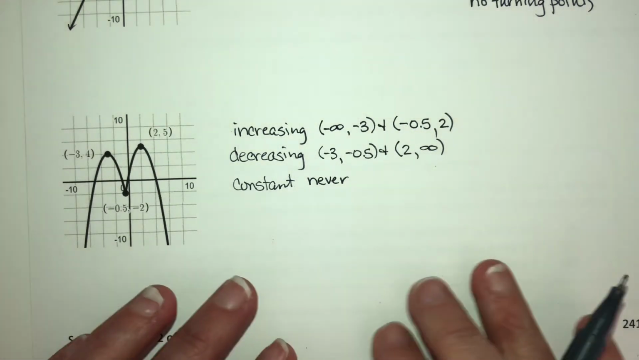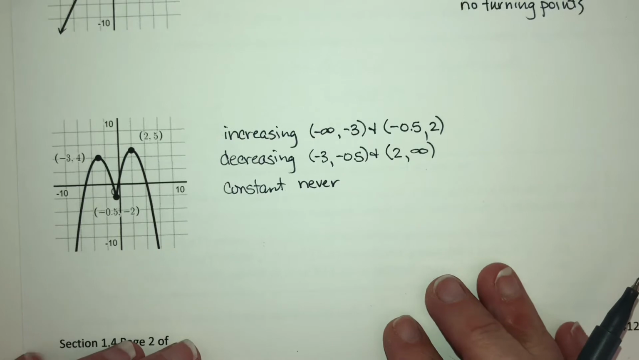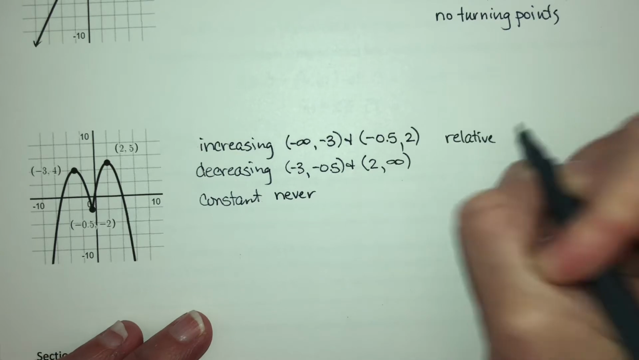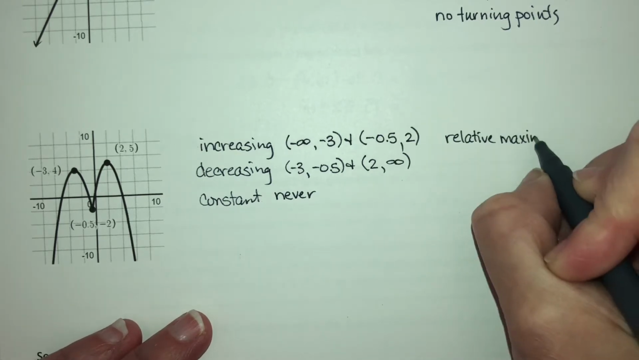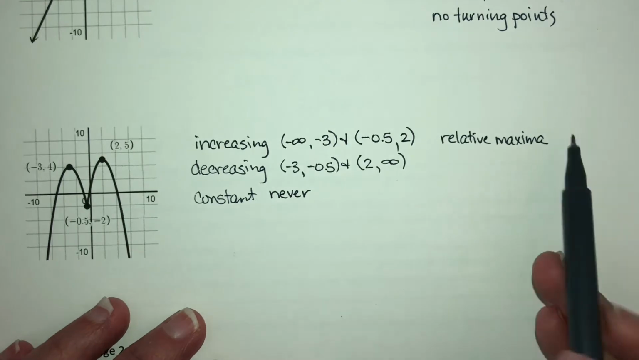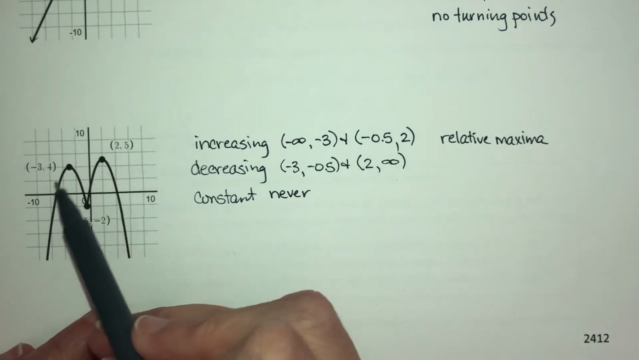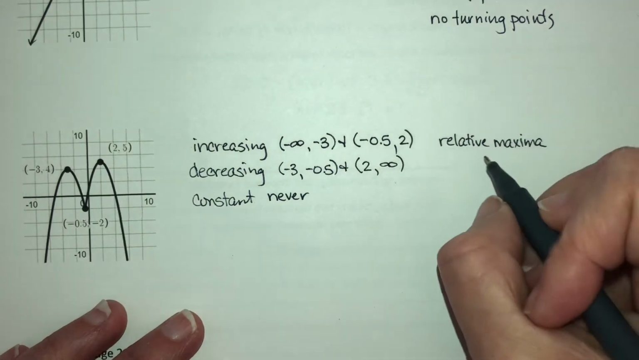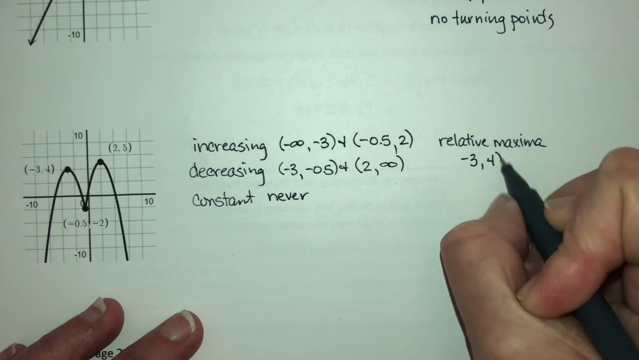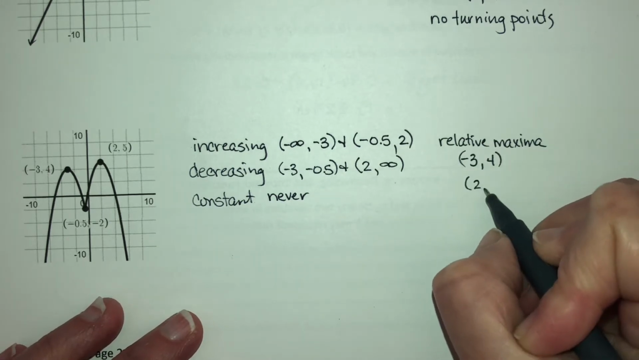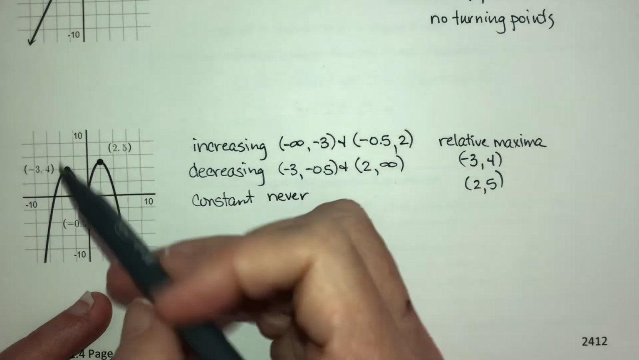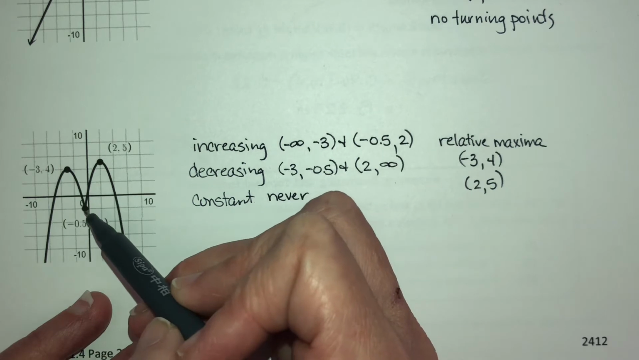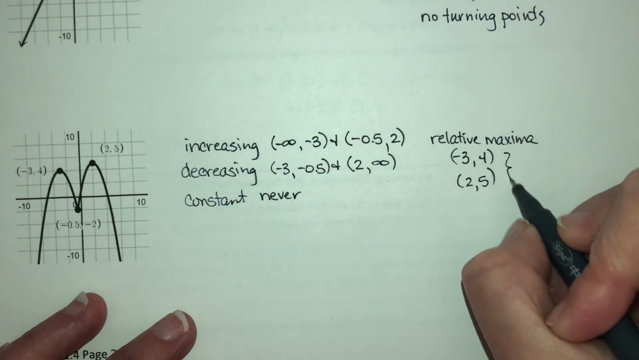Now relative maxima, minima, and turning points. We have 2 of these, 2 points that are higher than everything else in their immediate vicinity, which are these 2 points. So I have (-3, 4) and (2, 5). And at each of these 2 points, our graph goes from increasing to decreasing. So both of these are turning points.